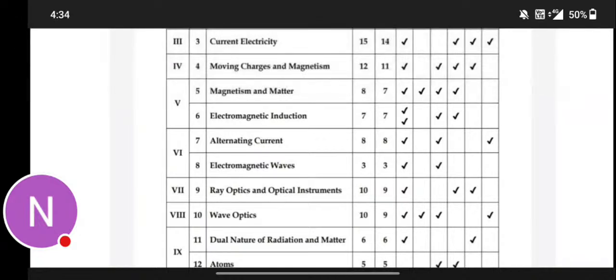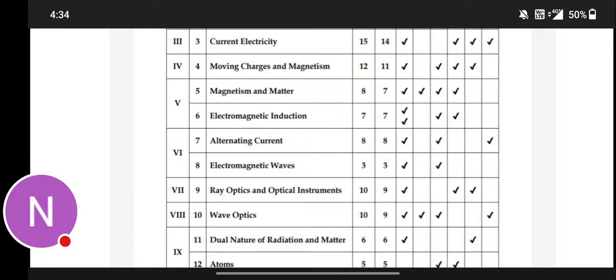Next, chapter 6, that is Electromagnetic Induction. It also belongs to Unit 5 only. 7 marks you are getting: 2 questions for MCQ, 1 mark each, 1 question for 2 marks, and 1 question for 3 marks. Totally it is 2 plus 2 is 4, plus 3, it is 7 marks you are getting from this chapter.